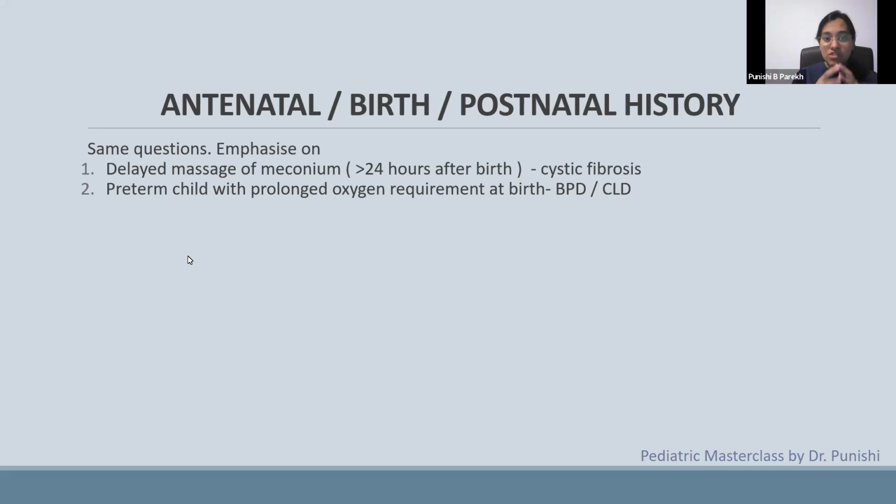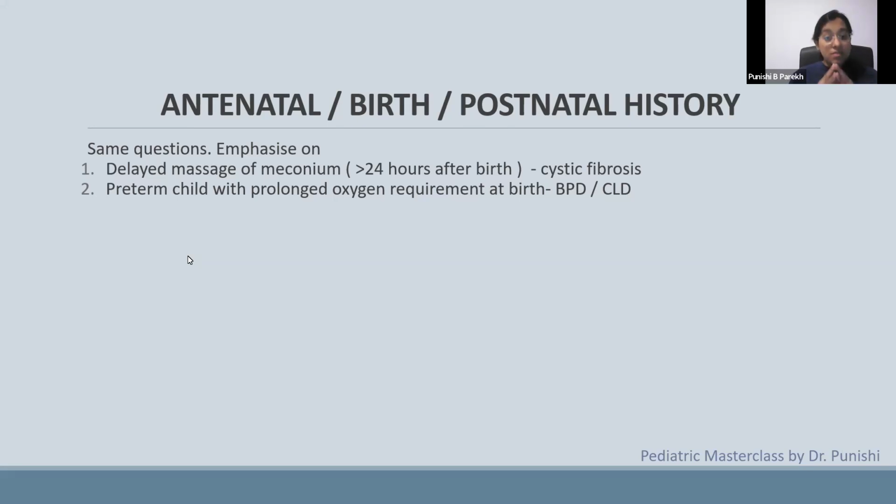So again, delayed passage of meconium points towards cystic fibrosis. That history will be asked for someone presenting with a chronic, long-standing cough and not in this case, which is more of an acute presentation. But because it's an important question to ask, I wanted to add it here. But remember, you will not have to ask for this history if it's an acute presentation, like in this case.